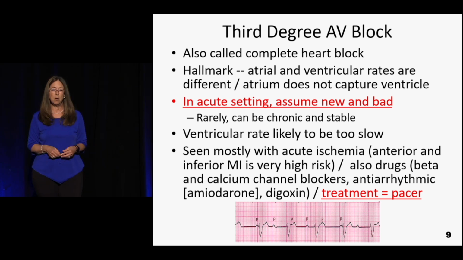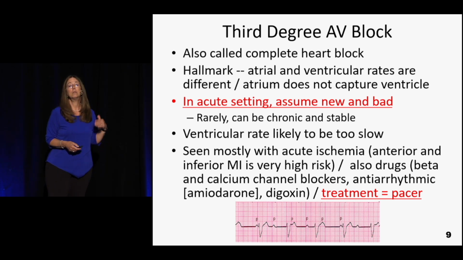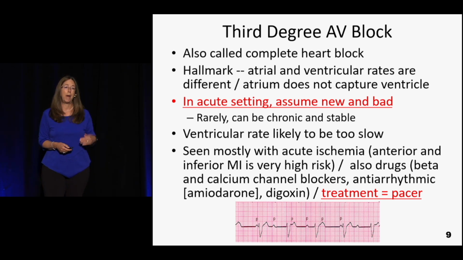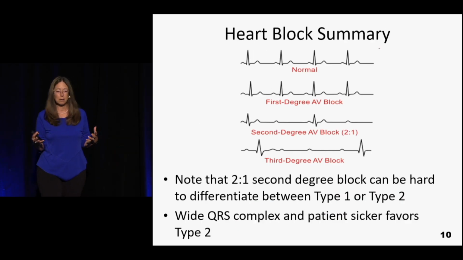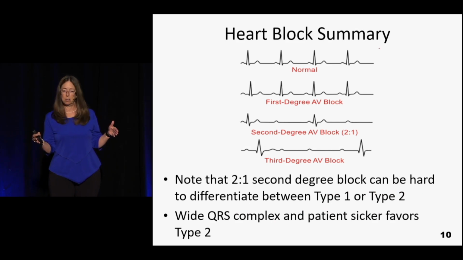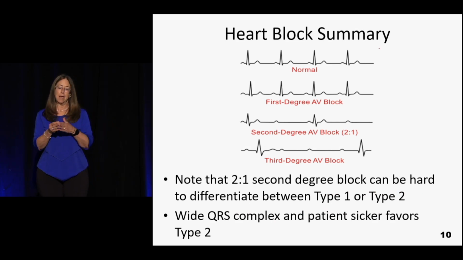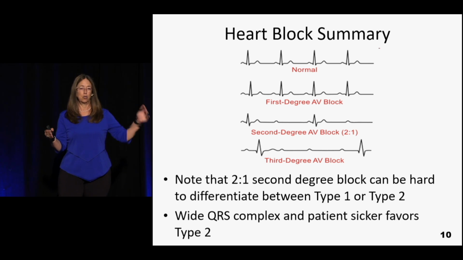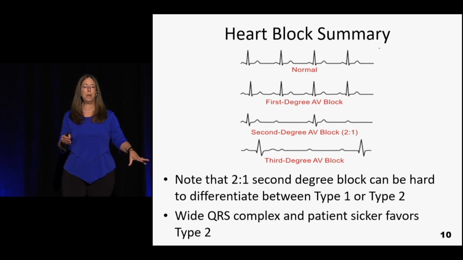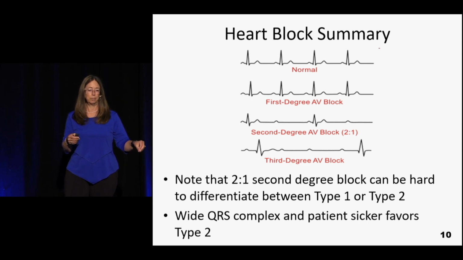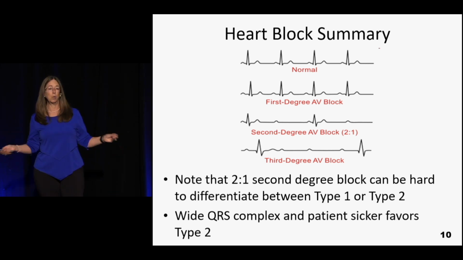Get cardiology on the phone, get those transvenous pacemaker paddles on somebody, or transcutaneous pacer paddles on. They may want to put a pacemaker in this person. So in the acute setting, assume it is new and assume it is bad. If you wanted to summarize these initial heart blocks, first degree heart block is just the PR is longer. Second degree heart block is the PR gets longer and longer and longer until a beat is dropped in Wenckebach, or the PR is the same and then no beat happens after the P wave in type 2, Mobitz type 2. Third degree, there's no relationship whatsoever.